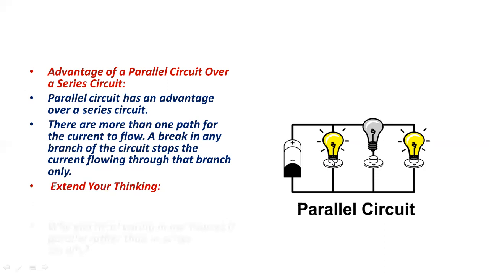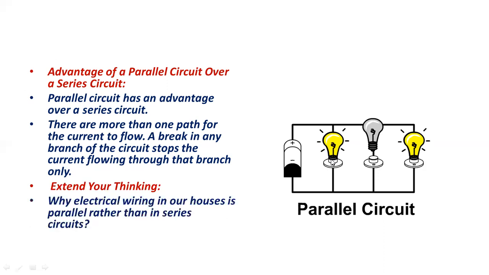Extend your thinking. Why is electrical wiring in our houses parallel rather than a series circuit? The reason is the same as I told you: if any appliance in our home gets damaged or current does not pass through it, the current will pass through the other circuits easily. Suppose there is a problem in the electrical wiring in one room, the bulbs and lights in the other rooms will still light up. Only that room which has the problem in wiring will be affected. So a parallel circuit is better than a series circuit.